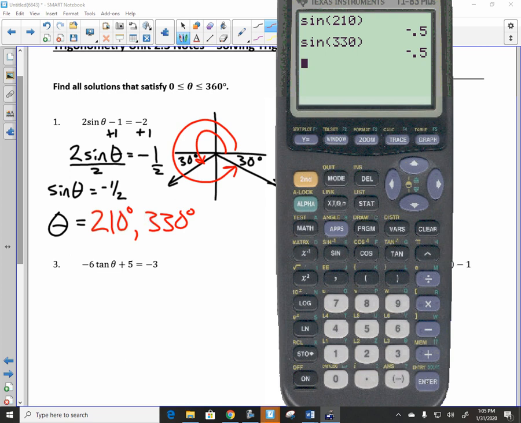But if you look, if this is a 30-degree angle, we go 30 degrees past 180. Then 30 minus from 360. That's it.